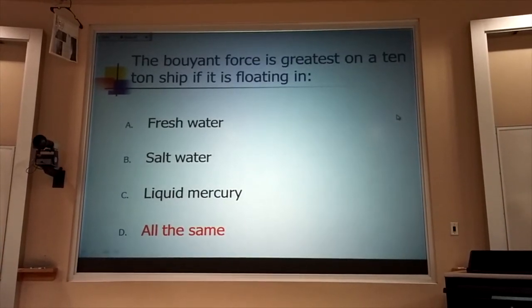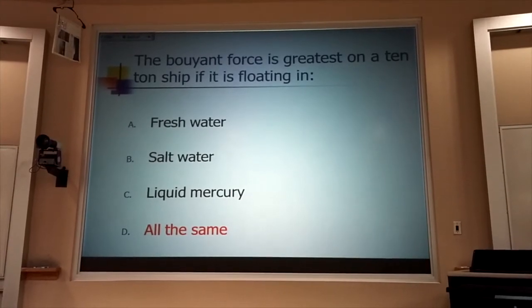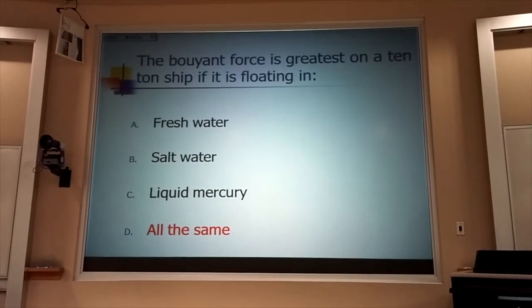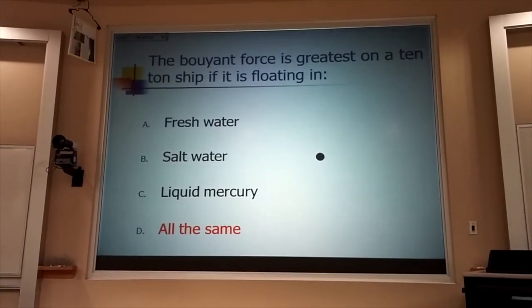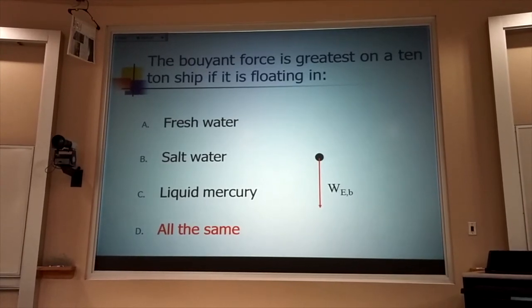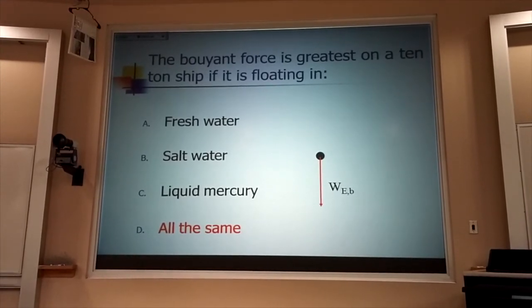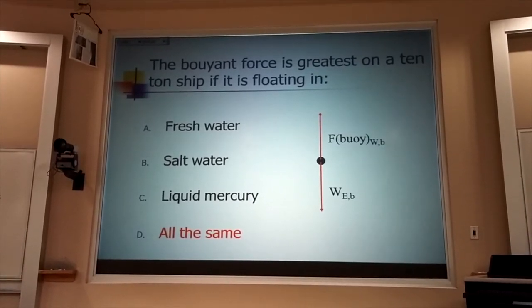And some of you are saying, well, wait a minute. Liquid mercury has much greater density. But it's floating. Let's do a free body diagram. I've got the weight down, and the weight on a 10-ton ship is, coincidentally, 10 tons. That's why we call it a 10-ton ship. The only other force acting on it is the buoyant force up.